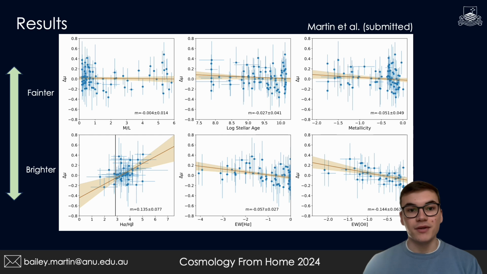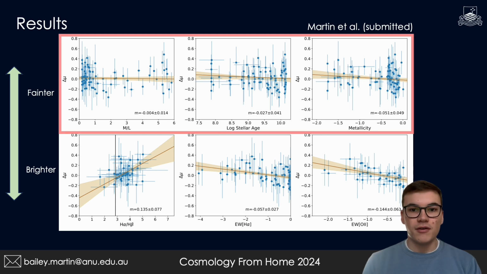So here I have my main results. Along the top, I have properties of the stellar component of the galaxy. So there's the mass-to-light ratio, the stellar age, and stellar metallicity. I'll note that while previous studies have found correlations with stellar age, we see no immediate evidence of a relationship, but that may change as our sample size increases.